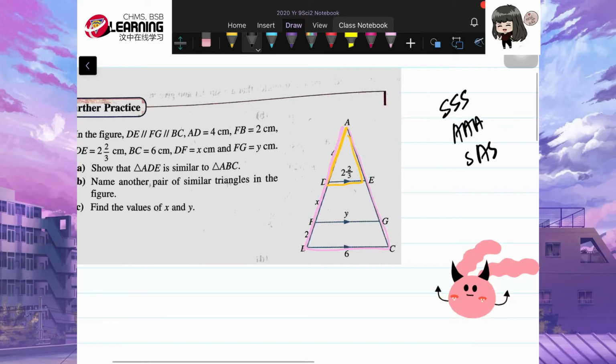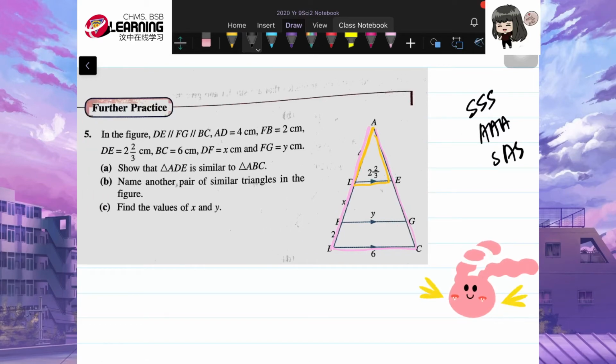Now let's recall. So in this diagram, we are not given all the sides. We are given 4, x and 2, but we are not given y, x. There are unknowns there. So what we can see here is that SSS is not in the list. Okay, so let's look at the AAA.